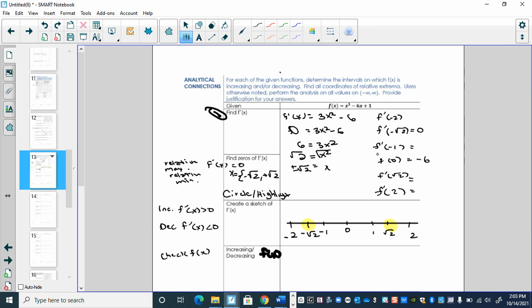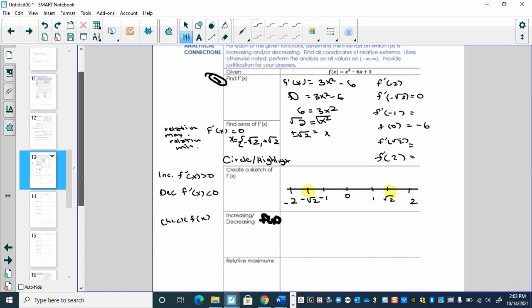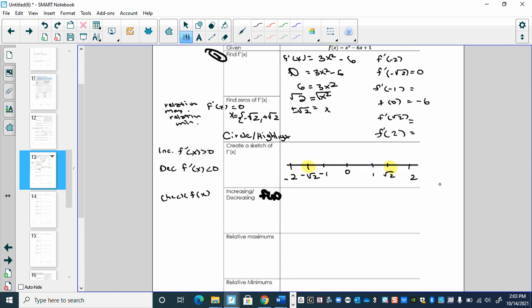I don't know what those values are. All right? And then I'm going to check for f. So I'm going to say f of negative 2, f of negative square root of 2, f of negative 1, f of 0, f of square root of 2, and f of 2. This one I know is going to be 1. That's an easy one. Okay?